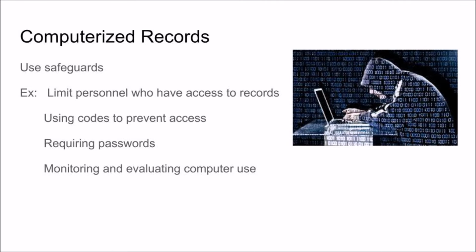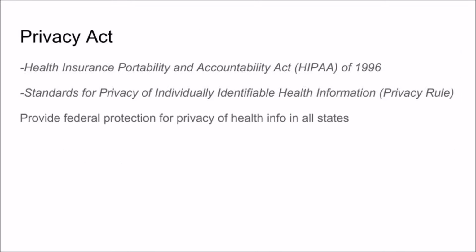Due to an increase in use of computerized records, healthcare individuals should use safeguards. Examples are limiting personnel who have access to records, using codes, requiring passwords, and monitoring and evaluating computer use. The federal government is concerned about protecting privileged communications and maintaining confidentiality of healthcare records.